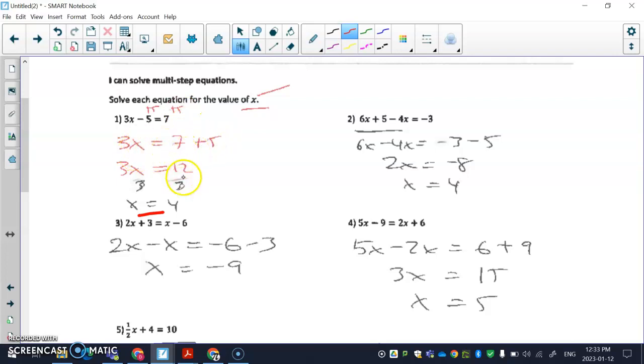When I do that, I have 3x equals 12. I divide by 3. That's what this says here. To get rid of this 3, I divide by 3. And then I have to divide that by 3, and x is 4.